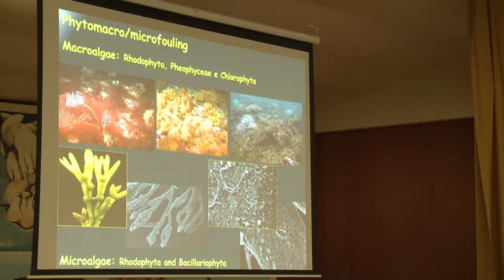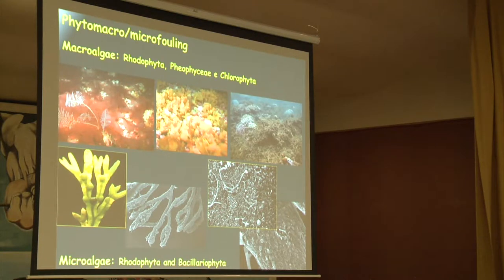When we see any macroalga or any plant in the sea or in a freshwater pond, there is always a very, very abundant community of microorganisms, generally microalgae, that cover the macroorganism completely.